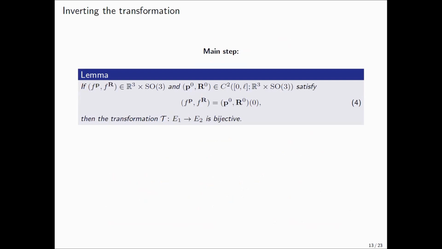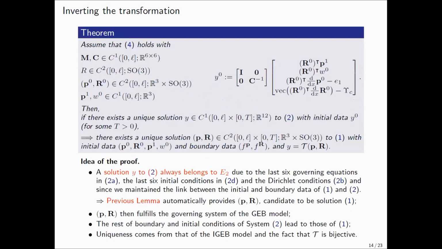Why is it interesting to have this lemma? It's because then we can prove this theorem, which says that if the data has some regularity, and if you take the initial data for the iJeb system such that you keep the link with that of the Jeb system, then you can prove that the existence of a unique classical solution to system 2, to the iJeb system, implies that of a unique solution to the Jeb system.